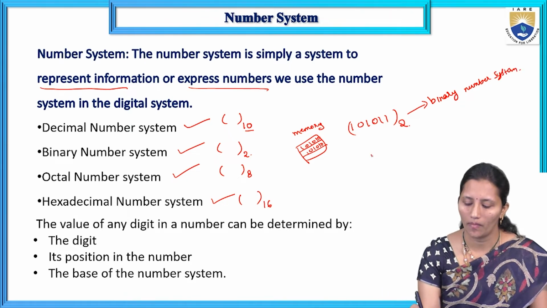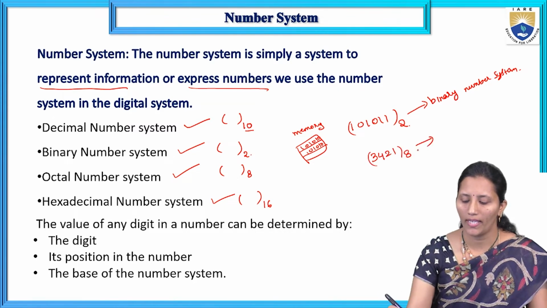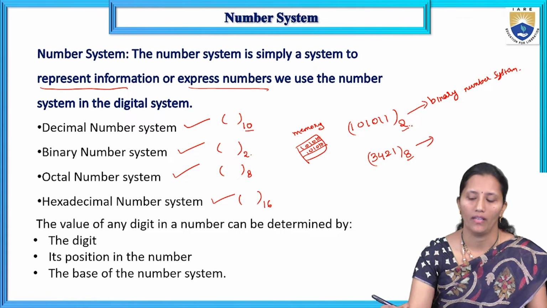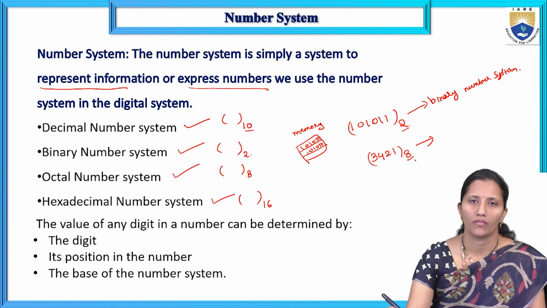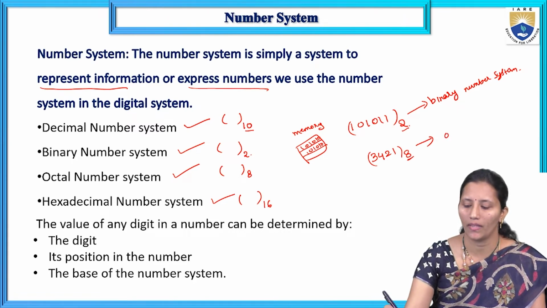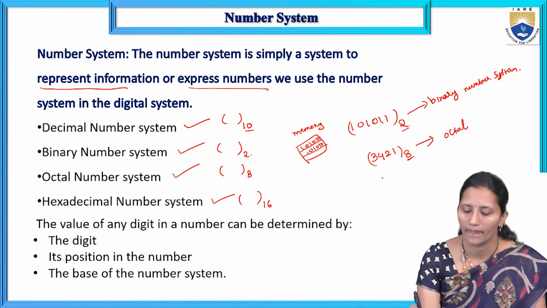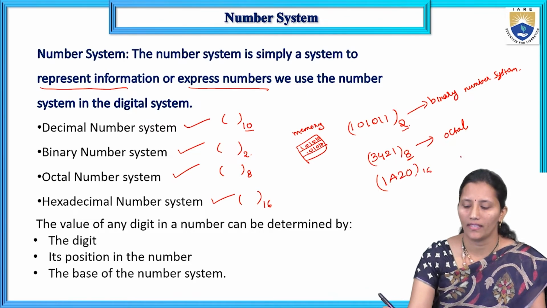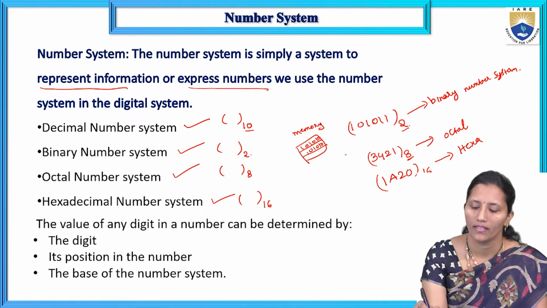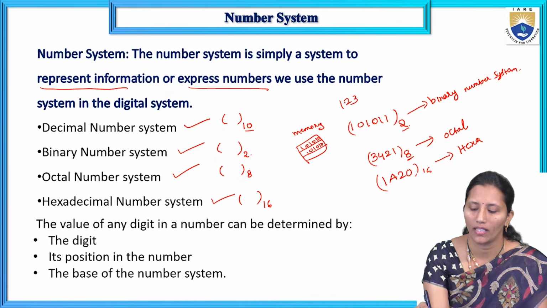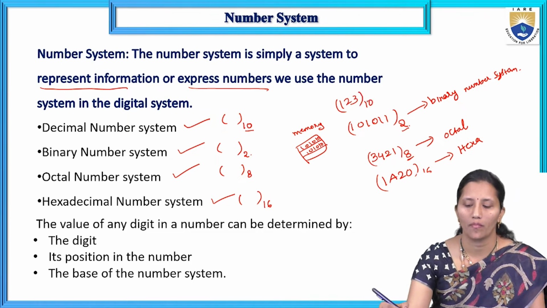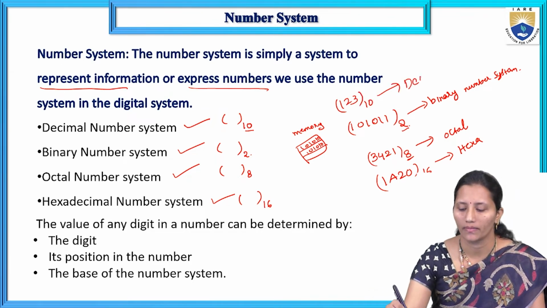Okay. Suppose I am representing. By seeing the base, we can see which number system the number belongs to. Here the base is 8, which means the number is an octal number. If the base is 16, it is a hexadecimal number. Suppose 1, 3 with base 10, the number is in decimal.